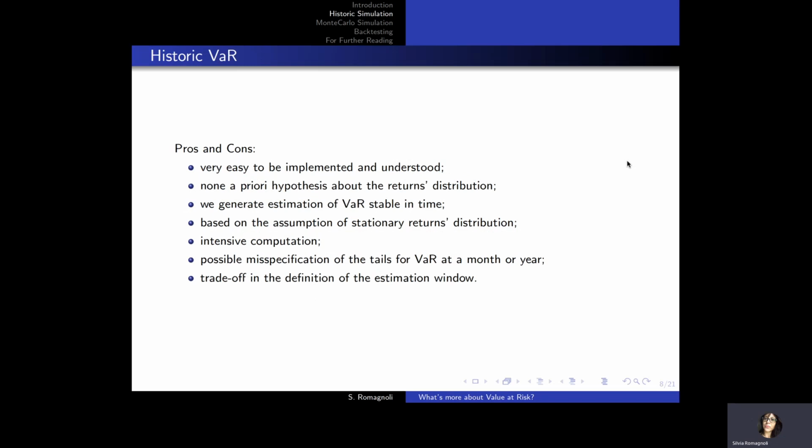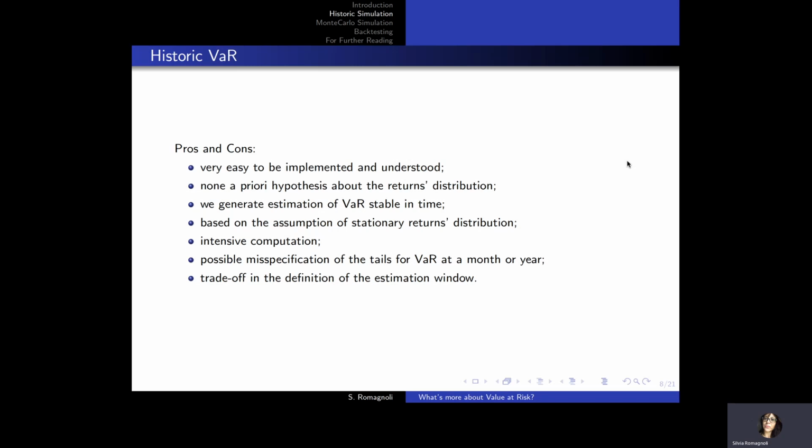Let us discuss the advantages of the historic simulation approach. So first of all, we can observe that it is very easy to be implemented and understood. Moreover, there's no a priori hypothesis about the returns distribution. And we generate an estimation of the value at risk which is stable in time. This is because the value at risk won't change until we record a return worse than the critical quantile.